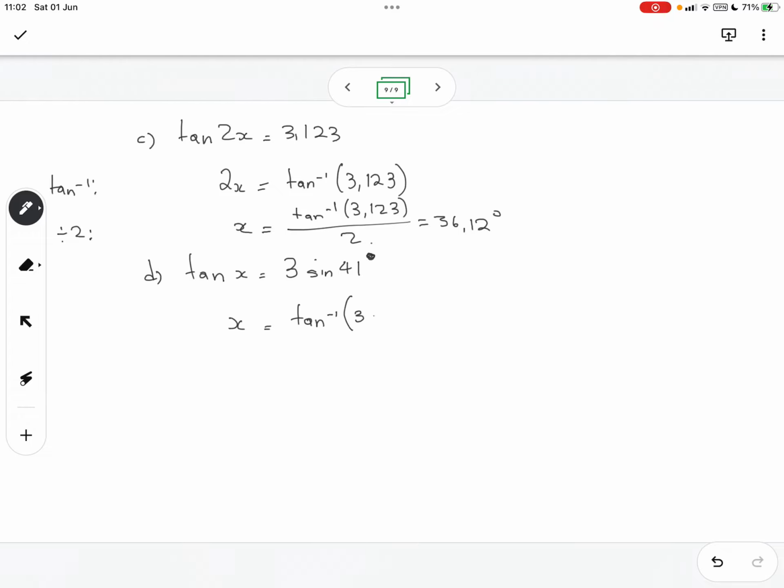So my answer is going to be arctan of 3 sine of 41 degrees, and this will equal: sine of 41, then multiply by 3, and then it's how much? 63.065. Yeah, so 63.07 degrees. You also get the same, Magdalene.